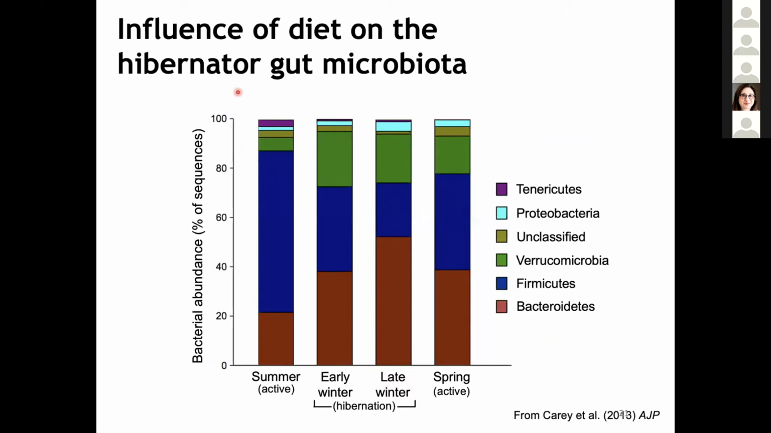Bacterial phyla that decrease in relative abundance over hibernation, such as the Firmicutes here, rely primarily on dietary source polysaccharides, whereas those that increase in abundance, such as the Bacteroidetes and Verrucomicrobia, are able to degrade host-derived compounds such as these mucin proteins.